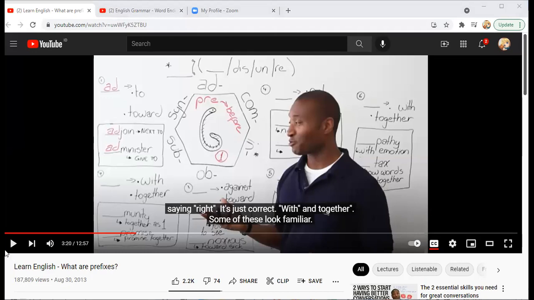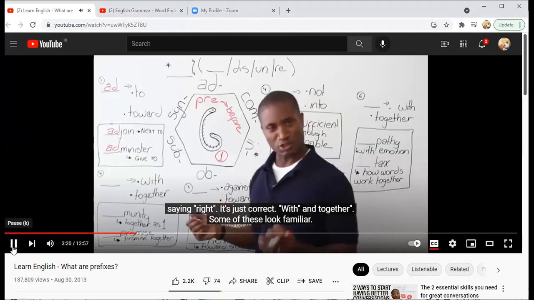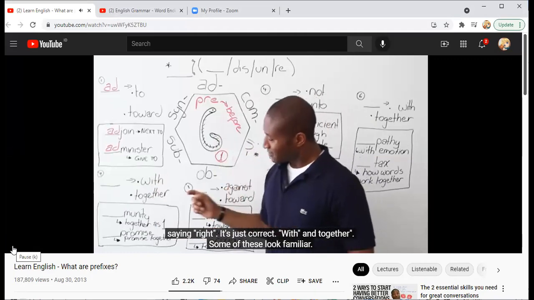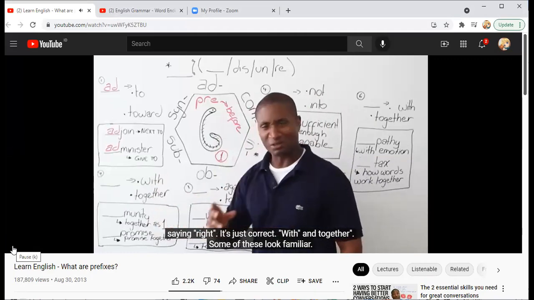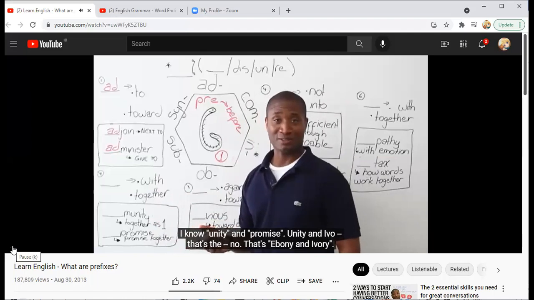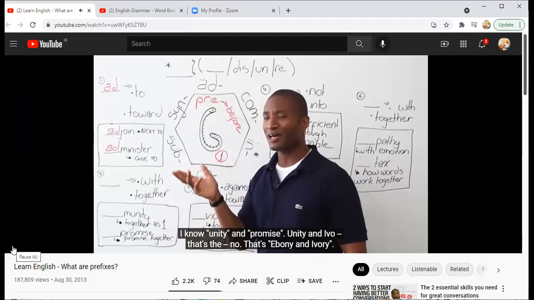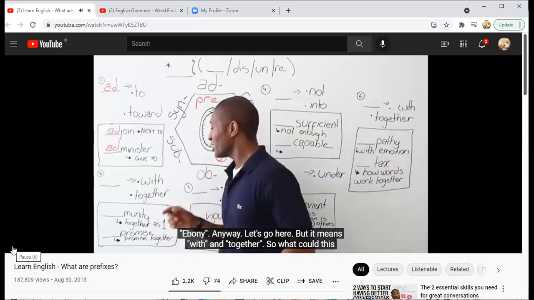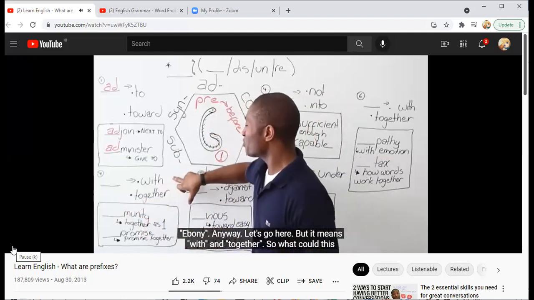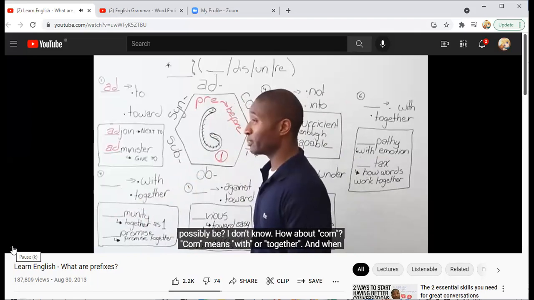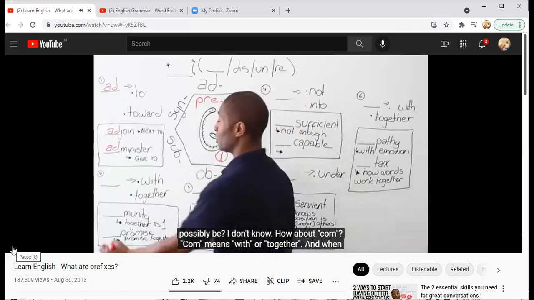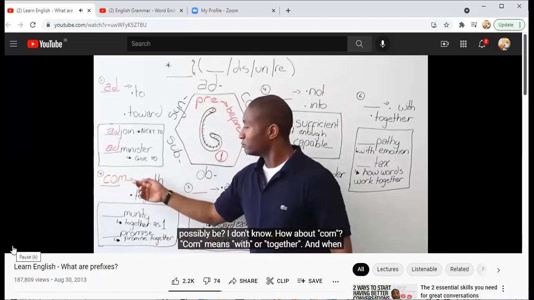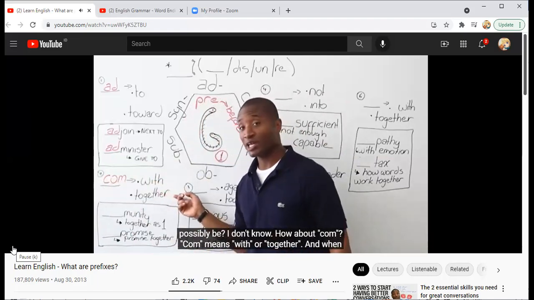And then next. Right. With and together. Some of these books, I know unity, I promise. Unity and Ivory. That's Ebony and Ivory. Anyway, let's go here. But need with and together. So what could this possibly be? I don't know. How about home? Come. Be with or together.